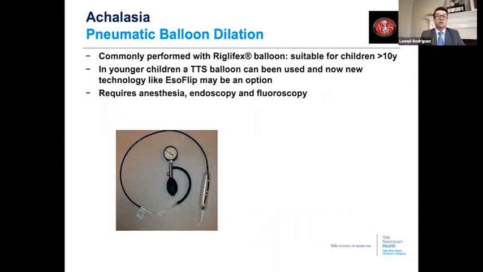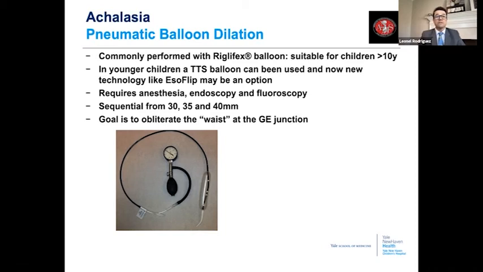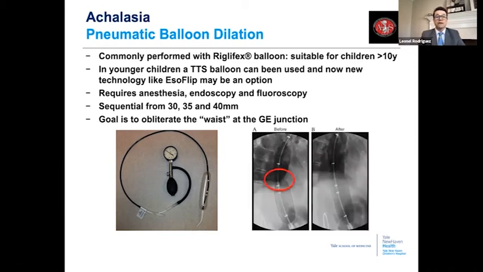The Rigiflex requires anesthesia, endoscopy, and fluoroscopy. And there is a sequential balloon dilation from 30, 35, and 40 millimeters. The goal is to obliterate the waist at the GE junction, as can be seen here.